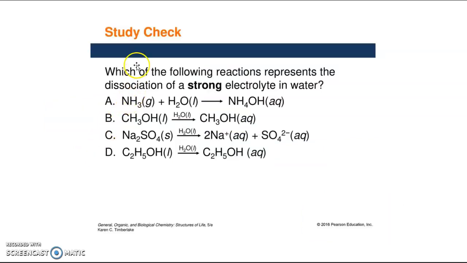Here you have a question. Which of the following reactions represent the dissociation of a strong electrolyte in water? In this case, the answer is C, because in the products you have only ions. This compound is completely ionized.